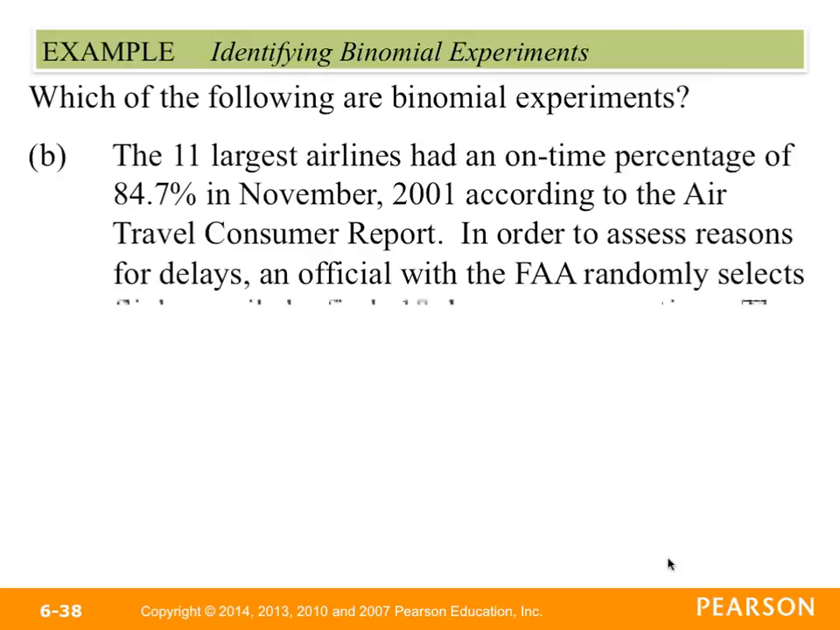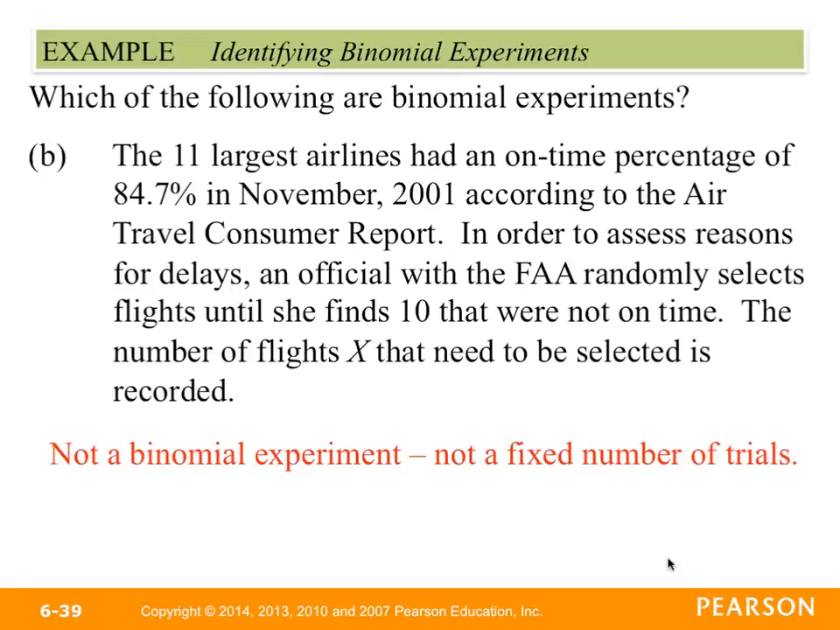The largest 11 airlines had on-time percentage of 84.7% in November of 2001, according to the Air Travel Consumer Report. In order to assess reasons for delays, an official with the FAA randomly selects flights until she finds 10 that were not on time. The number of flights X that needed to be selected is then recorded. So we want to know if this is binomial. And I see one major problem with this right off the bat, and that's that this official is going to be selecting flights until she finds 10 that weren't on time. So we really have no idea how many flights need to be selected. So this one is actually not binomial because it's not a fixed number of trials.